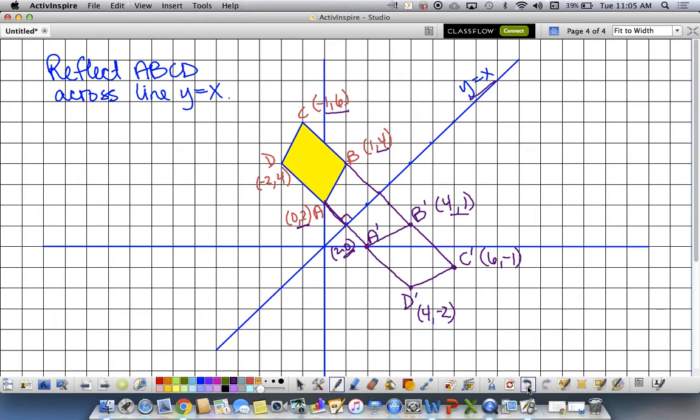Okay? So that we can shade in. I wonder if I can shade that in. Maybe I'll just color it. I'll color it yellow. Okay, there we go. That's our A prime, B prime, C prime, D prime. If you reflect across y equals x, the x's and y's just swap places. Okay, they just switch places every time.